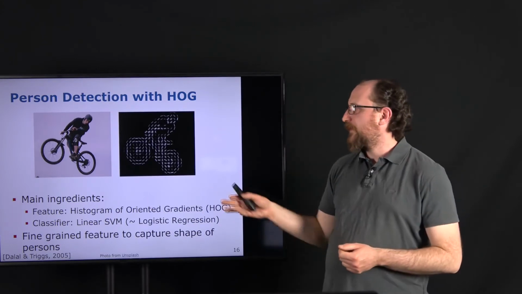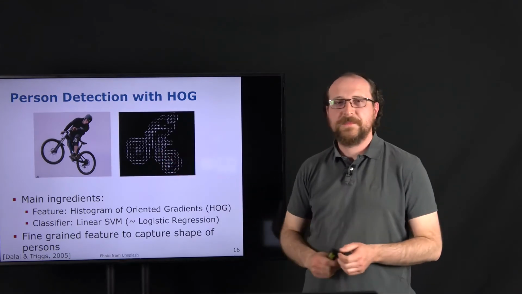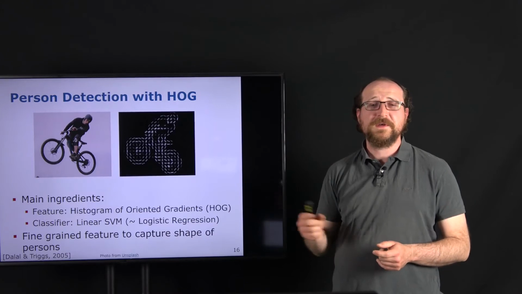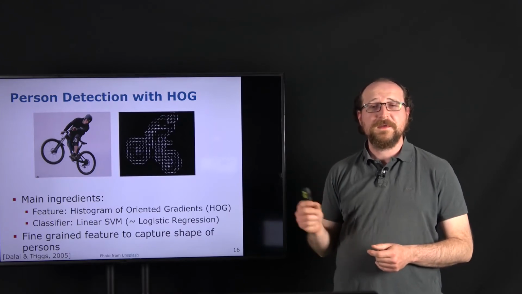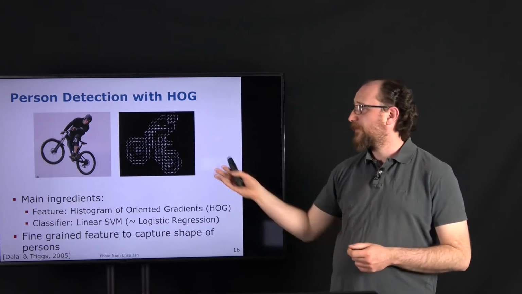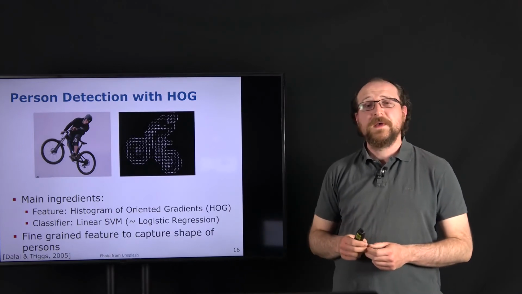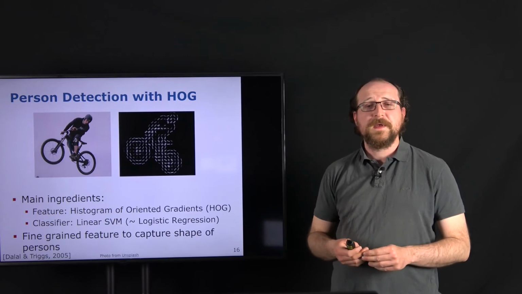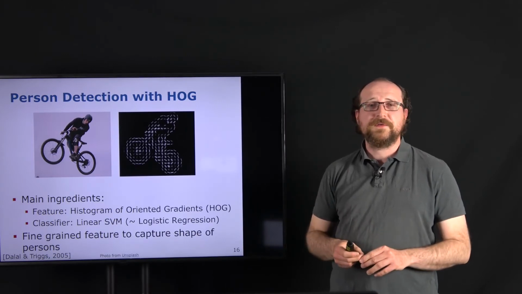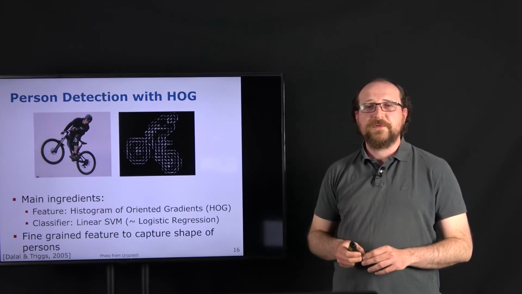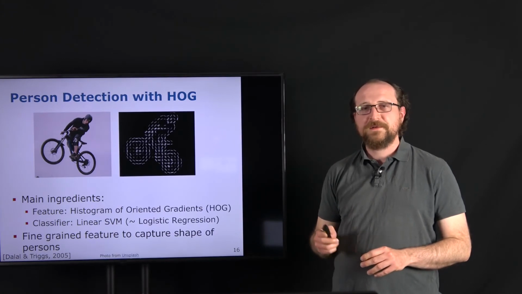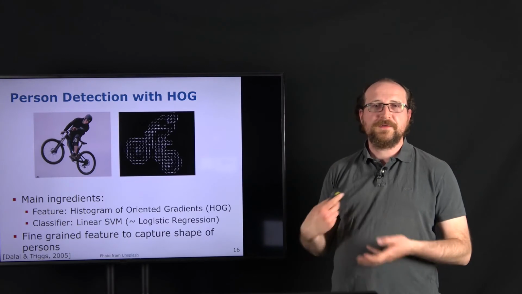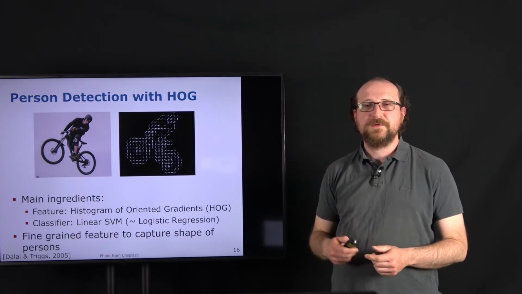So here's an example of this HOG descriptor. I will also now tell you how this is combined. The main ingredients are the histogram of oriented gradients, which are usually depicted like this, and the linear SVM, which is somehow a logistic regression with a specific loss function in the end. But this is not so important. What is important is the generation of the feature. And this works as follows.